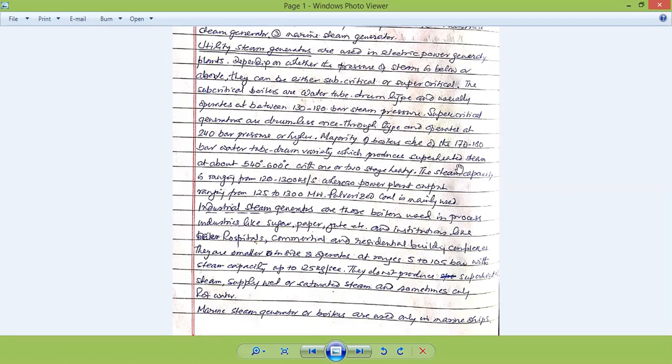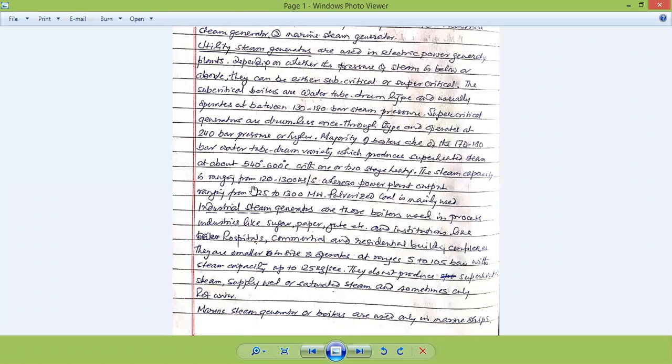Now, here superheated steam is heated to 540 to 600 degrees centigrade with one or two stage heating. The boiling temperature of water is 100 degrees centigrade, so it is heated, converted to moisture before the boiler steam is formed. It needs to be heated up to 540 to 600 degrees centigrade with one or two stages of heating.